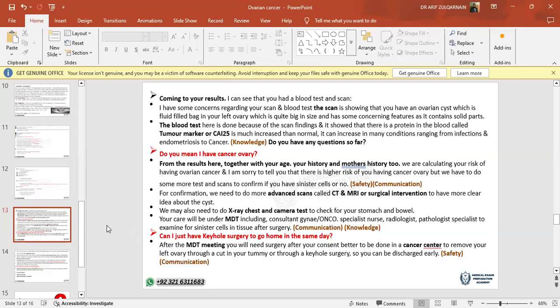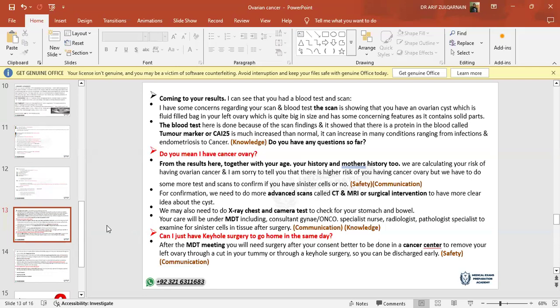So we cannot say 100% that it is a cancer or not. We can tell her in a way that we have calculated the risk, and by taking into account your age, your mother's history, and the results of the ultrasound and the results of the blood test, the risk is high in your case, but we will do other more blood tests and the scans to confirm whether there are any sinister cells in this ovarian cyst or not.